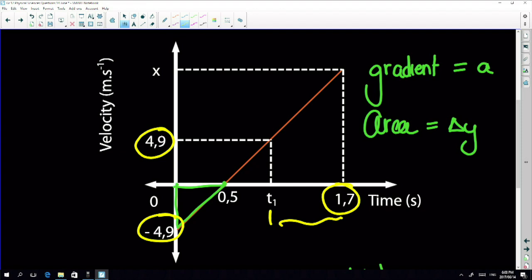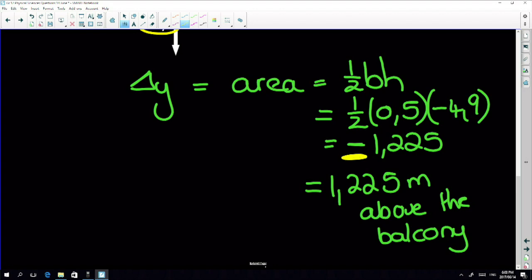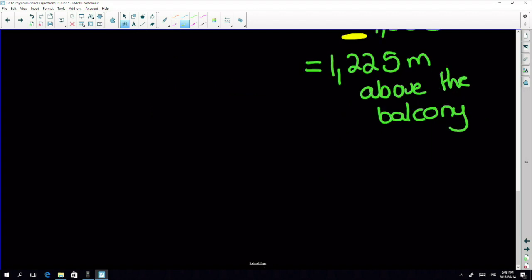But I want to try and make as few mistakes as possible. So I don't really want to use this time and then use this as my initial, because look what we can do. I can work out that, because that's the final velocity. I know my initial velocity is minus 4,9.